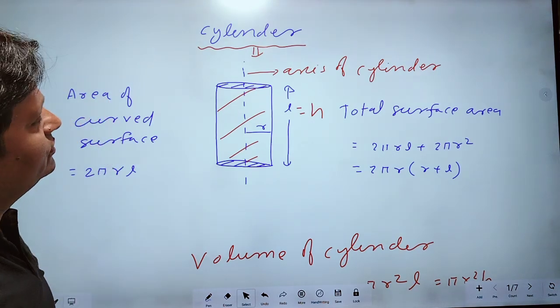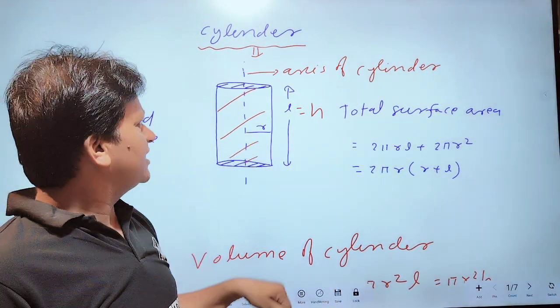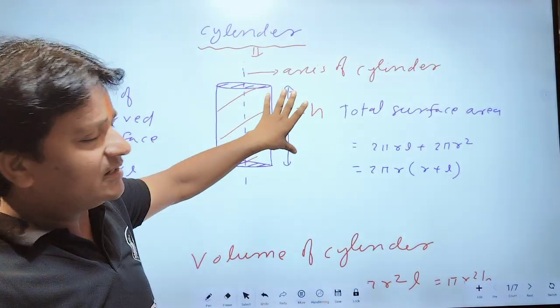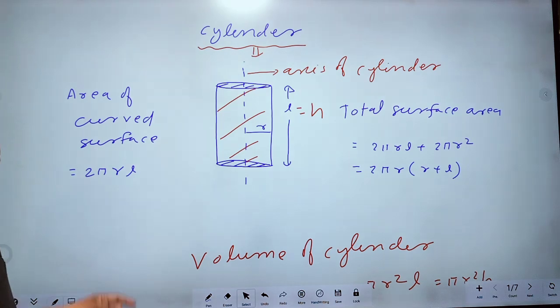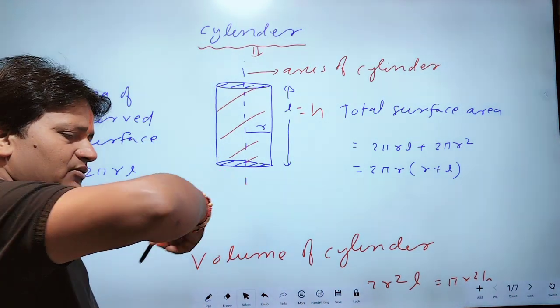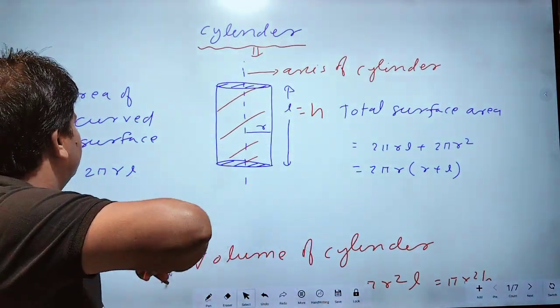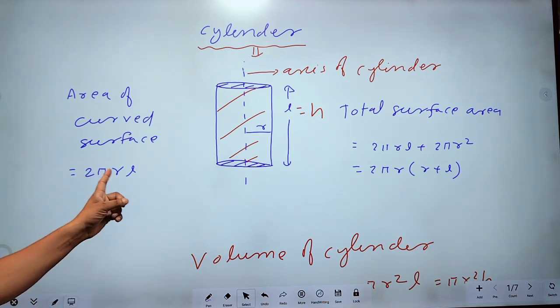Today, I am going to discuss the cylinder. This is a cylinder whose radius is r and its length is L, also called height h. Area of curved surface. This is the curved surface. Okay? Area of curved surface will be 2 pi r L.